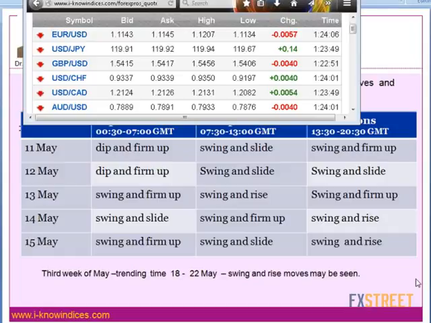Shaukiat asks: based on the forecast, tomorrow will be a down move for euro and GBP. How much downside will we be able to see? So euro and GBP are likely to just make the drop during the late European session and then firm up again. Then again they will make a small dip and firm up.